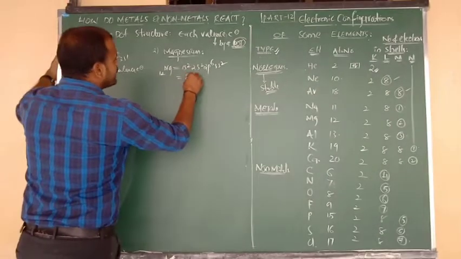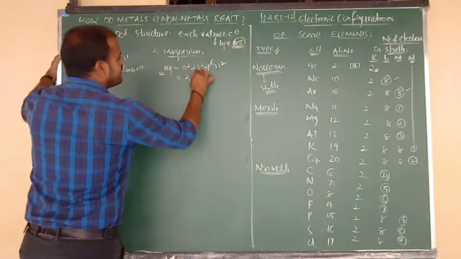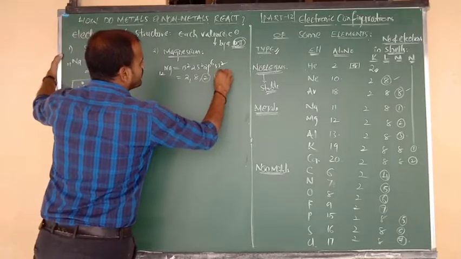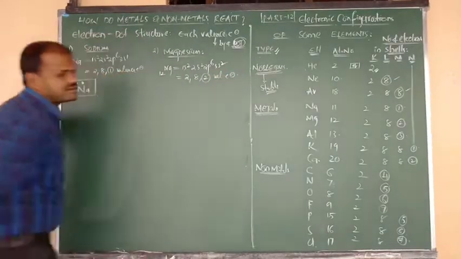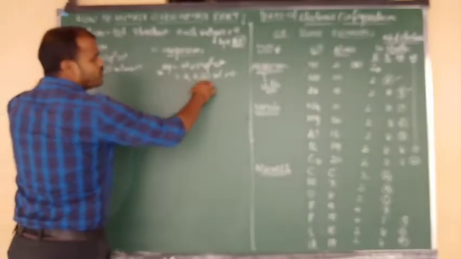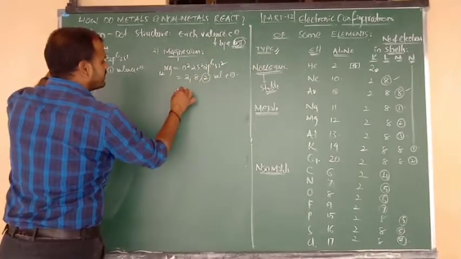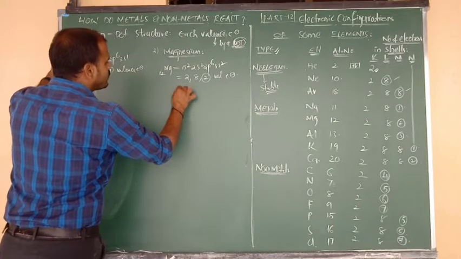So K shell contains 2 electrons, L shell contains 8 electrons, M shell contains 2 electrons, but the outermost orbit contains only 2 valence electrons. So how many dots do we have to denote? 2 dots. So the symbol is nothing but Mg. How many dots do we have to show? 2 dots have to be mentioned.